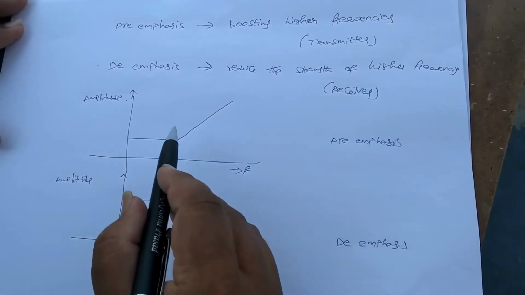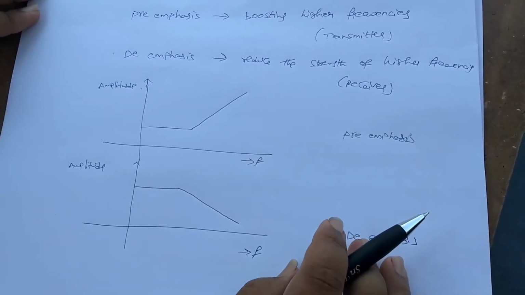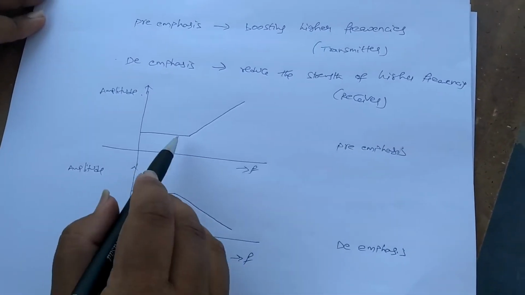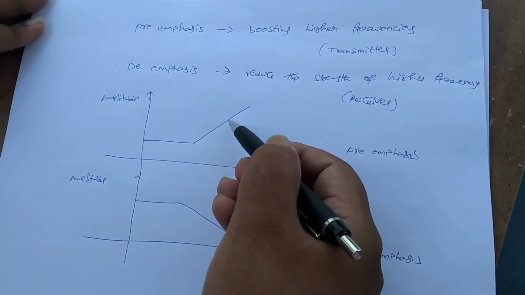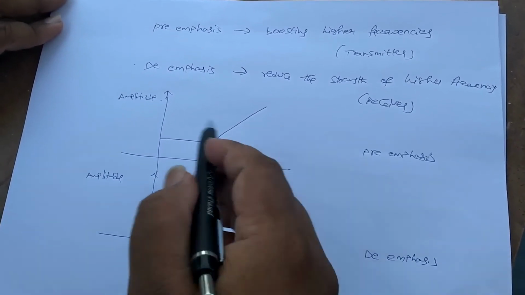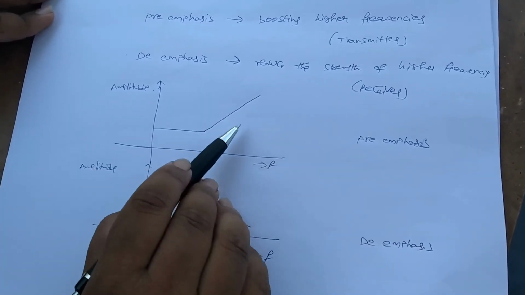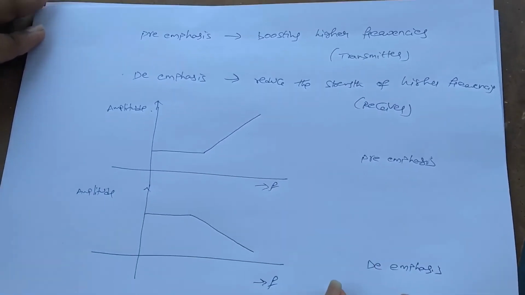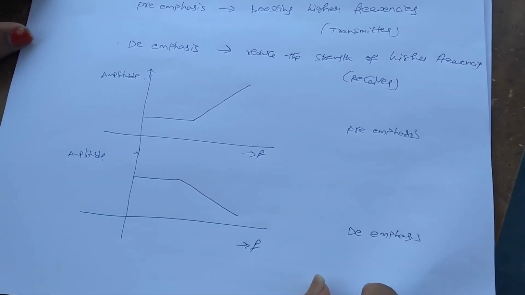Why are we affecting the higher frequencies? Because the noise effect is high for higher frequencies. That's why we intentionally increase the higher frequencies before the actual process is going on. If noise is then added, and we have already increased the higher frequencies, that can be normalized. To implement the same thing, de-emphasis is more or less like a low pass filter.